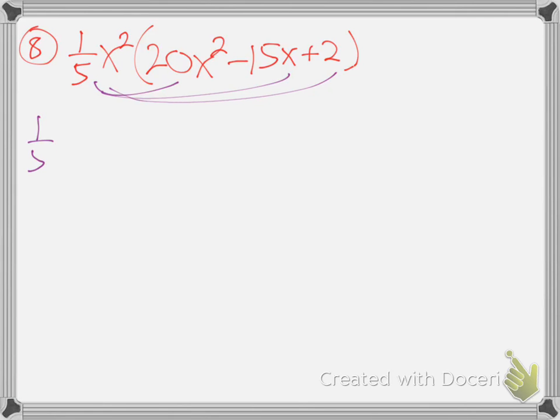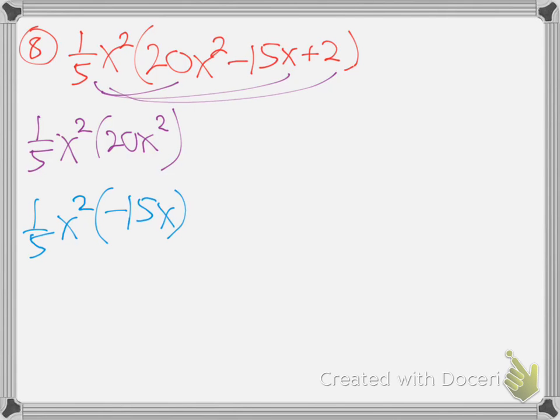So 1/5 x squared times 20x squared. And then down below that, I'm going to do 1/5 x squared times minus 15x. And then down below that, I'm going to do 1/5 x squared times 2. Then when all is said and done, we'll have our answer. Just three separate multiplications, isn't it? All right, let's crank it out. Here we go for the first one.